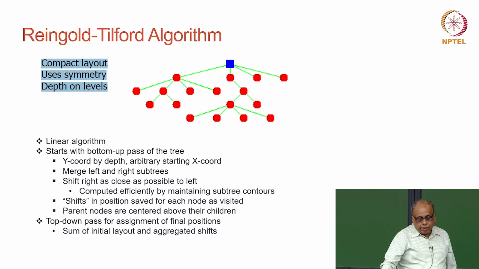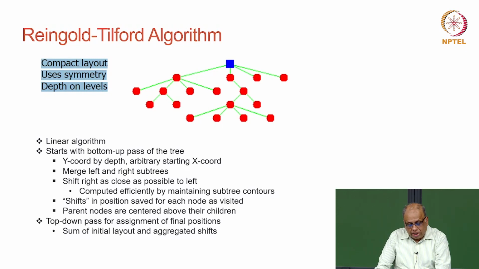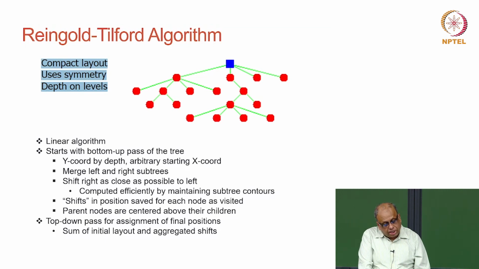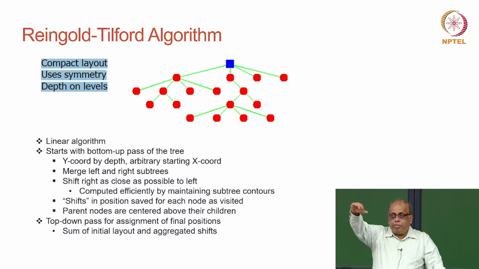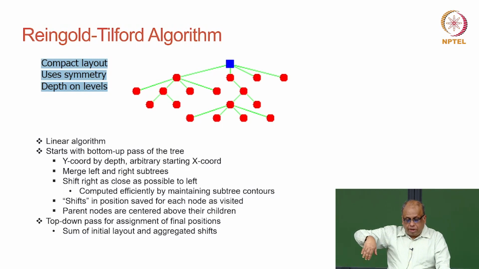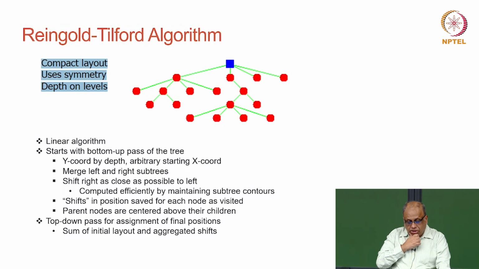So one algorithm that tries to avoid this problem is called the Rheingold-Tilford algorithm. It uses a compact layout and uses symmetry. It starts with a bottom-up pass of the tree, so that you know exactly how many children there are, how many subtrees there are, and so on. So y coordinate by depth, arbitrary starting x coordinate.